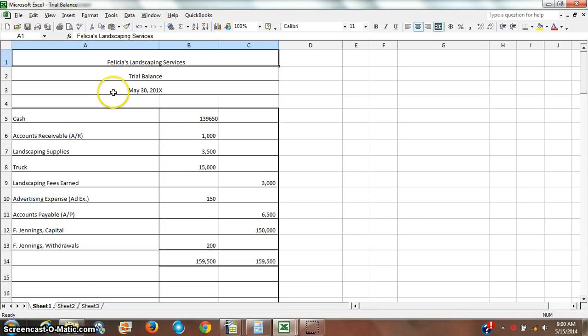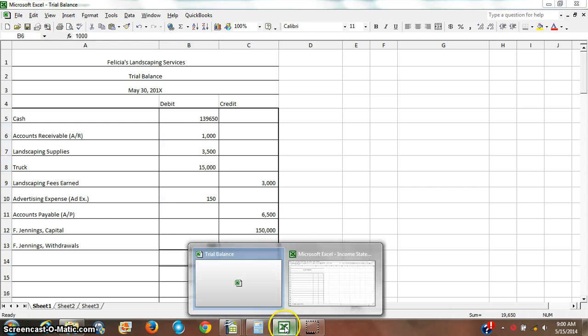So here's my trial balance, and you can see there's a series of accounts. I've got cash, it's a debit. Accounts receivable, that's a debit as well. Then I've got my credit accounts as well. I've got landscaping fees, so on and so forth, and these should all be on the correct side, etc.